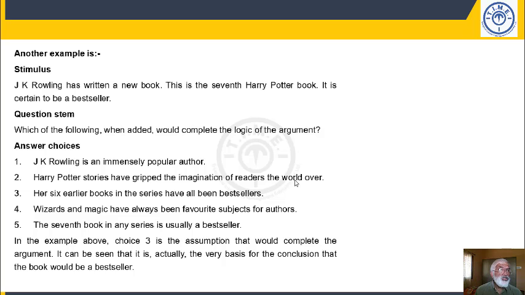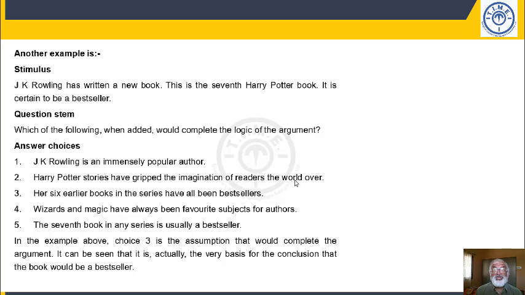Or is there something about J.K. Rowling and Harry Potter that actually makes it a bestseller? So, if I say it is only that J.K. Rowling is an immensely popular author, then how do you know that a Harry Potter book is going to be a bestseller? There must be some other information, right? Harry Potter stories have gripped the imagination of readers all the world over. But while they have gripped the imagination, how do I know it's going to be a bestseller?